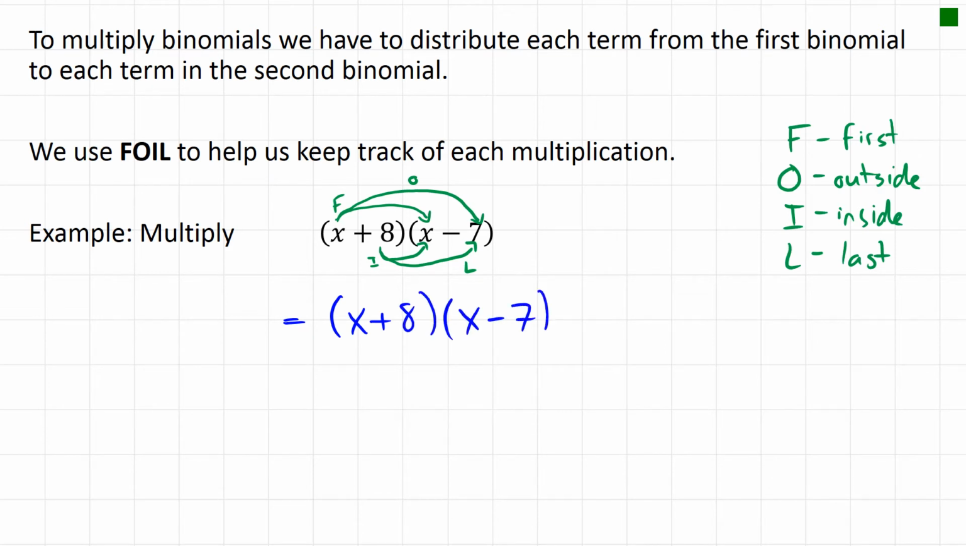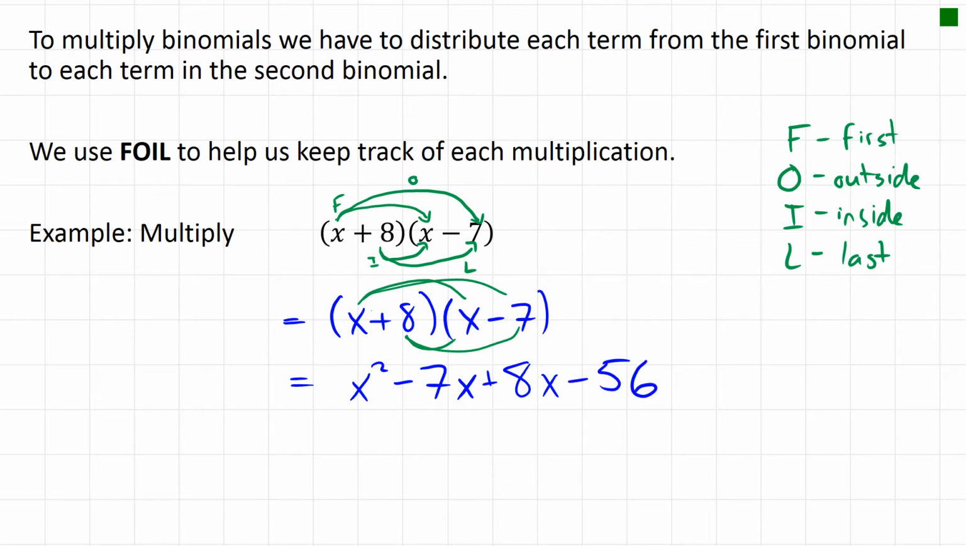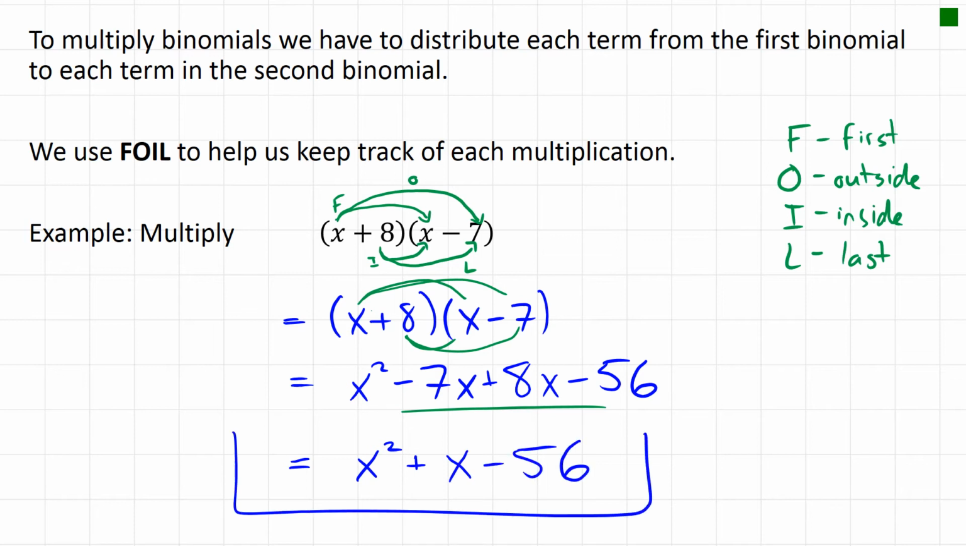To actually follow FOIL, it will look like this. First, x times x, x squared. Outside, x times negative 7, negative 7x. Inside, 8 times x, plus 8x. Last, 8 times negative 7, negative 56. And so that's following FOIL. And now we have a little simplification we can do, because we have two like terms in the middle of our polynomial. So negative 7 plus 8 is plus 1x. And so there is my final multiplied binomials.